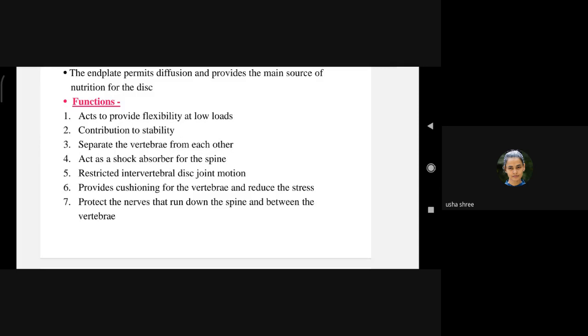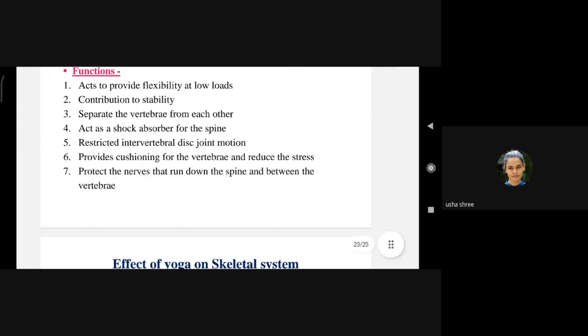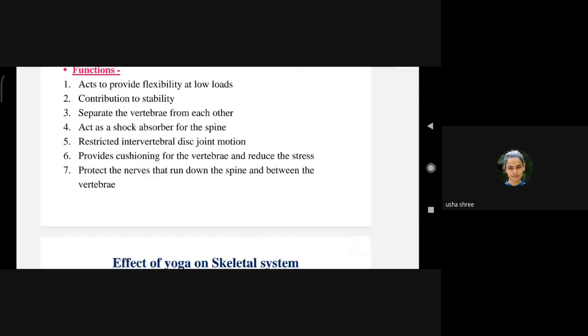Protect the nerves that run down the spine and between the vertebrae. Yeah, it protects the nerve which is running in between two vertebrae. Those nerves are protected by this intervertebral disc because these are soft and they can protect from friction or they can protect from shock.